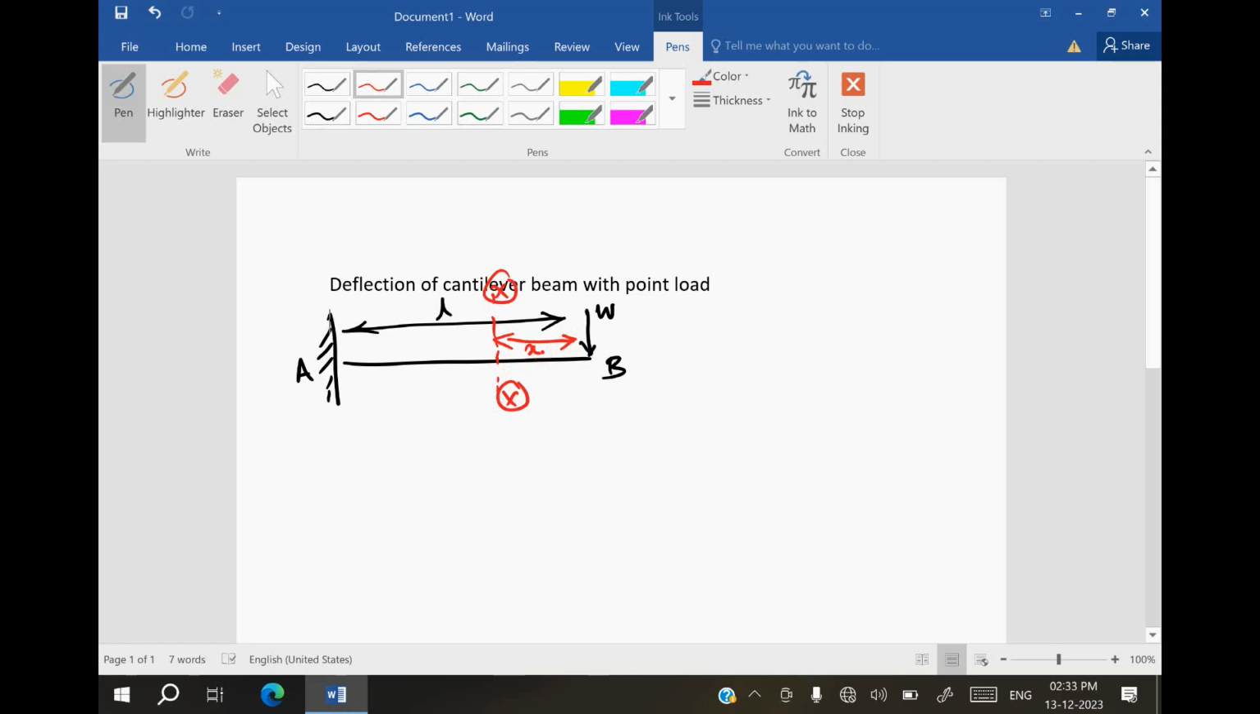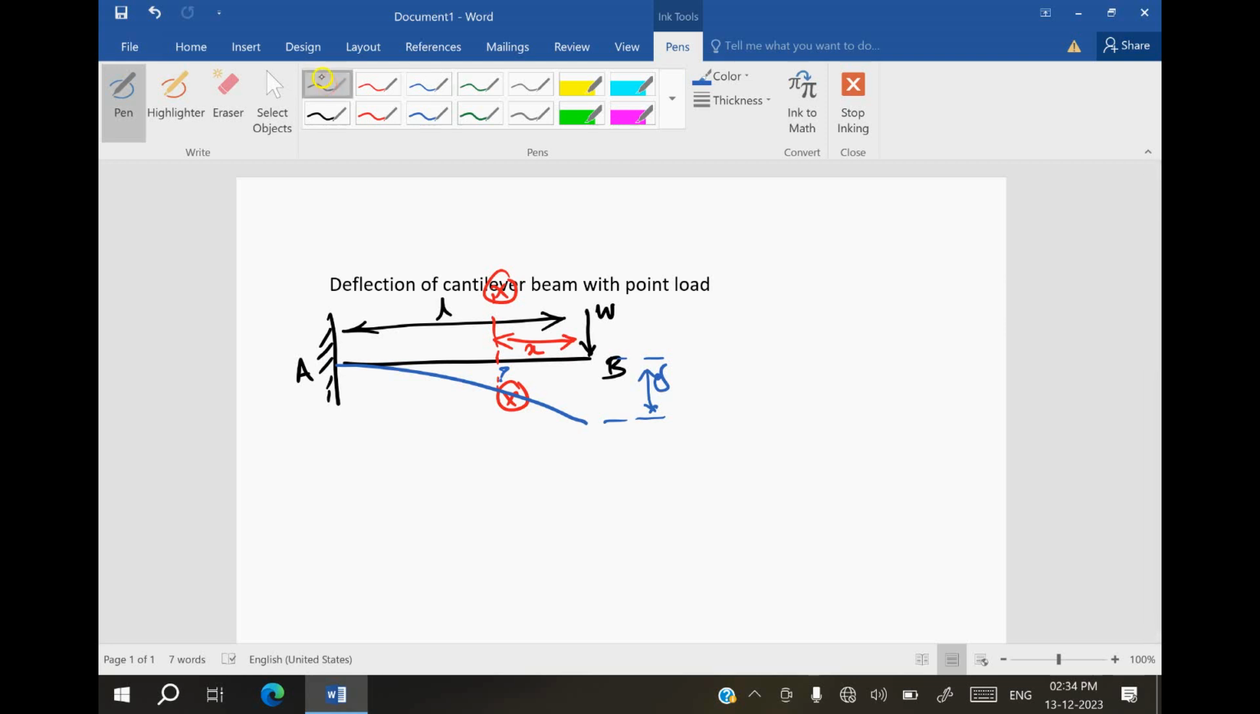Okay, now what will happen to this beam under the action of this load? This beam will bend like this, is it not? So I want to find out this maximum deflection. This is the deflection I want to find out, delta, and also the deflection at a general section, a general equation, right?